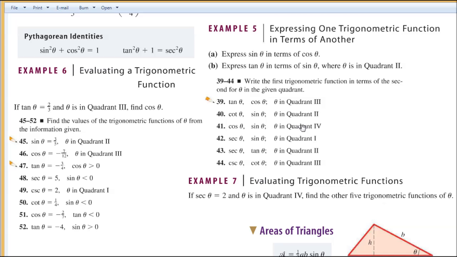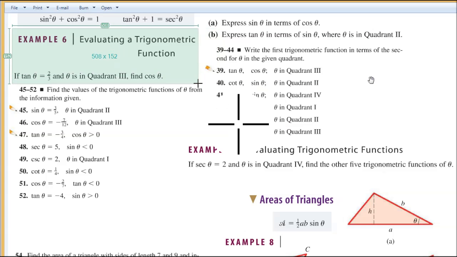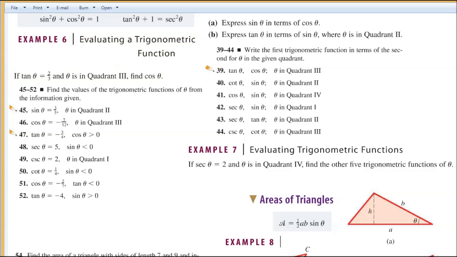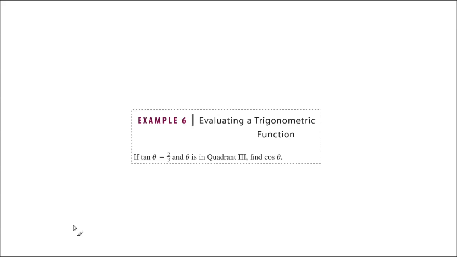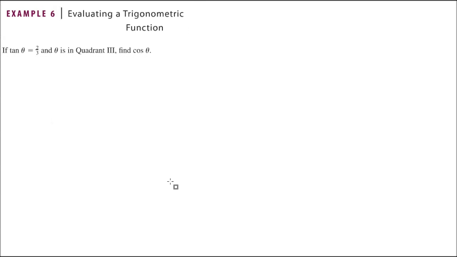Right, last one is also a very good one here. So let's watch out. Example is the following. Tangent theta is 2/3, and theta is in the third quadrant. Find the cosine theta. Okay?